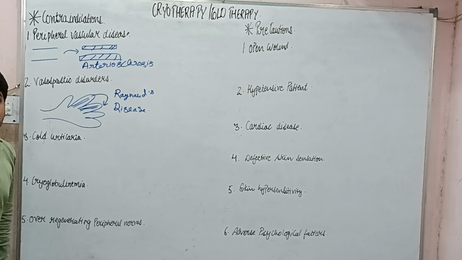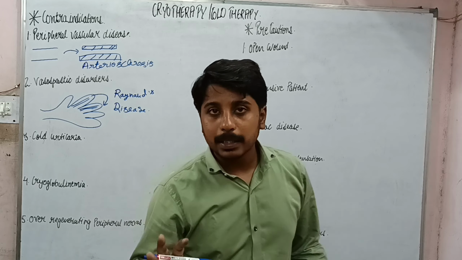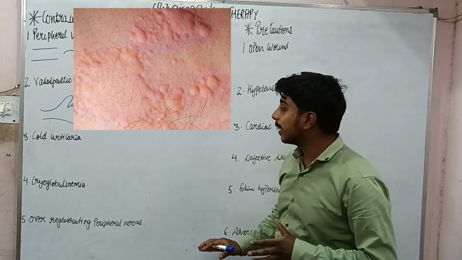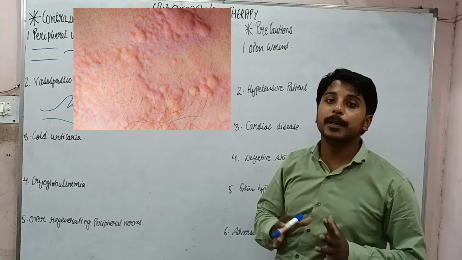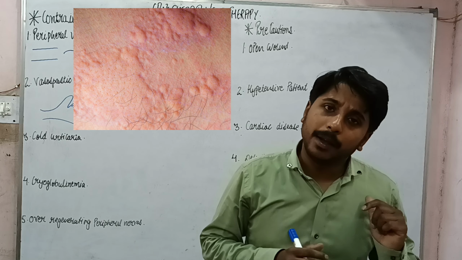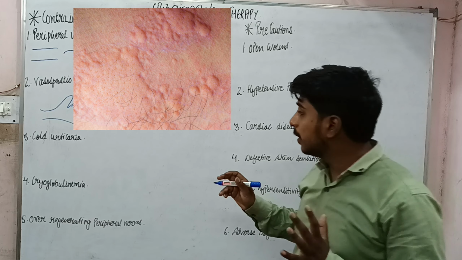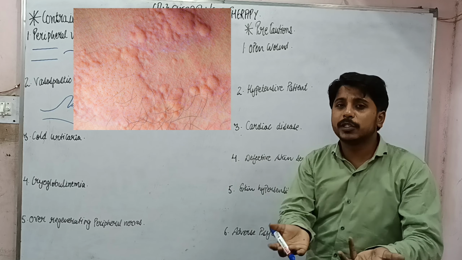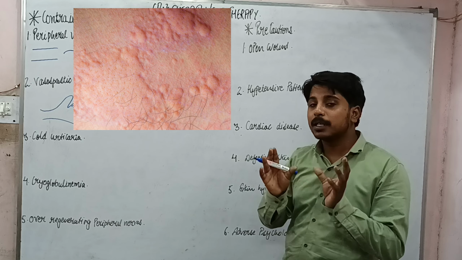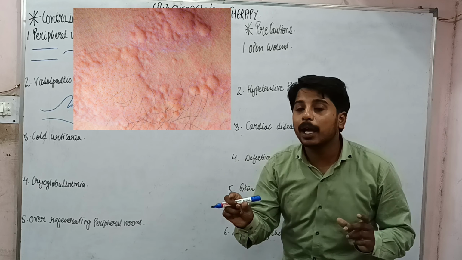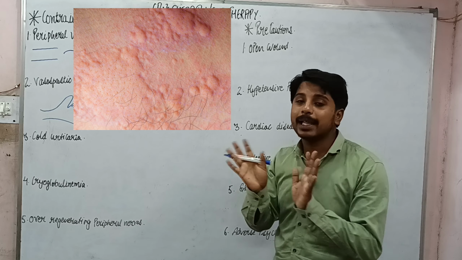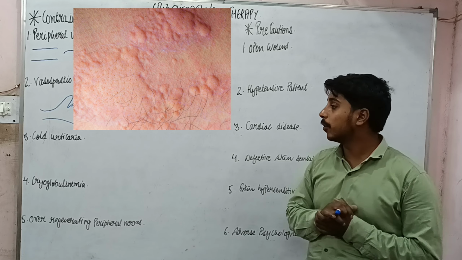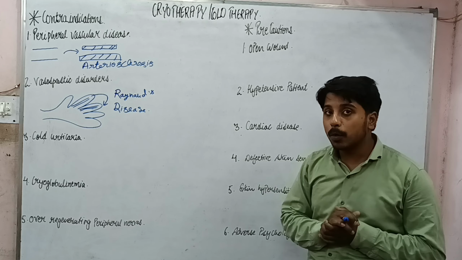Next is cold urticaria. It is also called hives on the skin. That is, in some individuals, when we apply a cold pack, within 4 to 5 minutes there will be irregular bumps produced on the skin, which are called hives, and these hives can be limited to the area where the cold pack was applied or can spread to nearby areas. I am adding a picture for you also. So this is about cold urticaria.